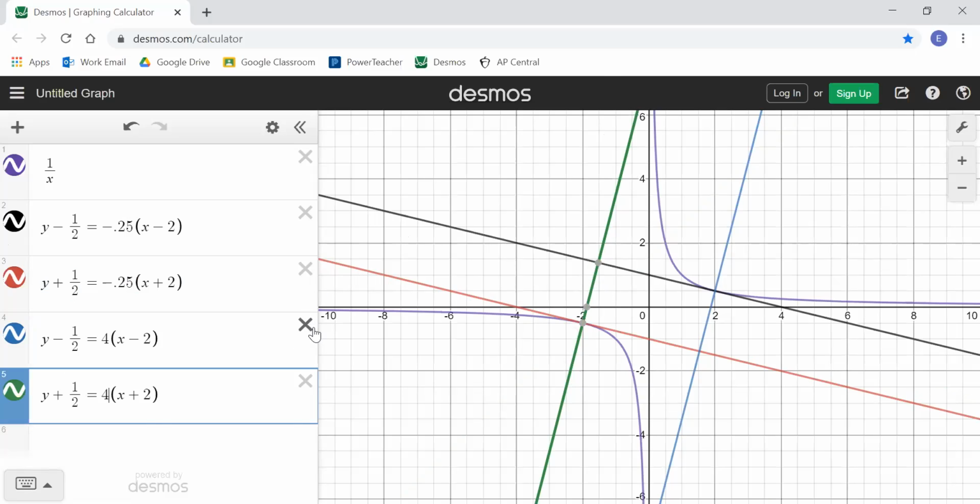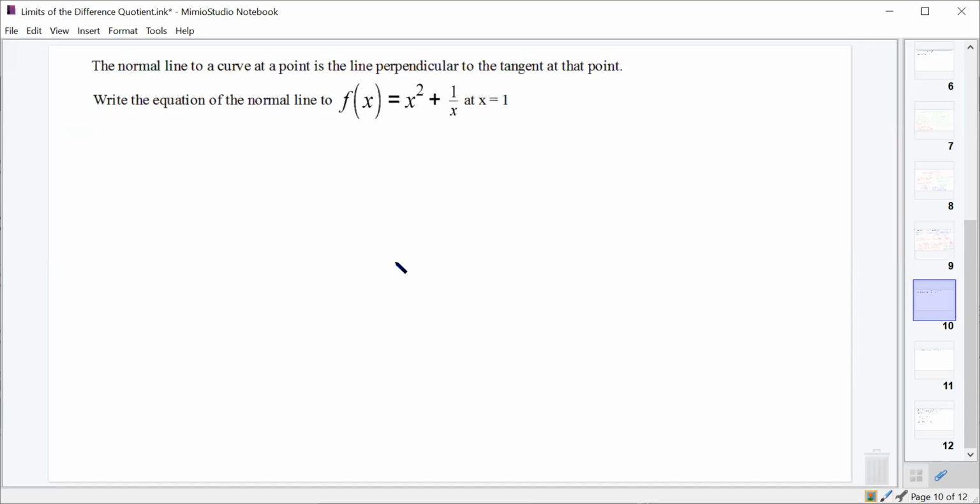Okay. So if we were to ask for a normal line, the first thing we'd probably want to find would be the slope of the tangent line. And if we can find the slope of the tangent line, to write the equation of the normal line, all we'd have to do is take the opposite reciprocal of that slope. Everybody good with that? Yeah.